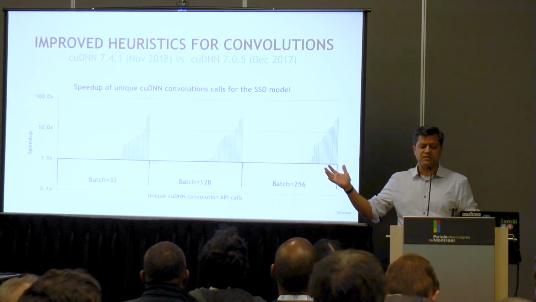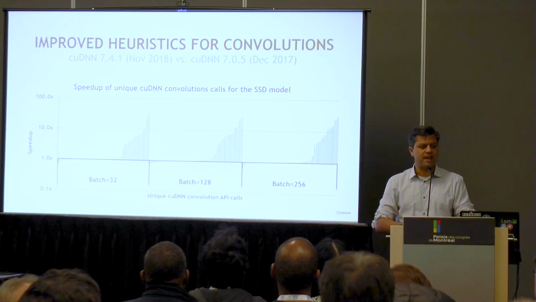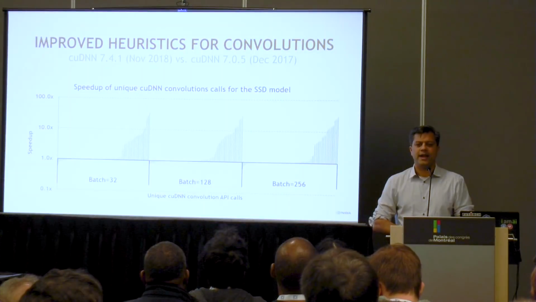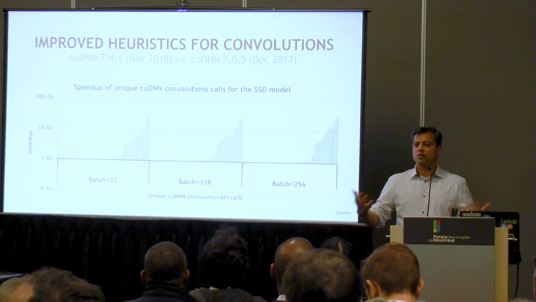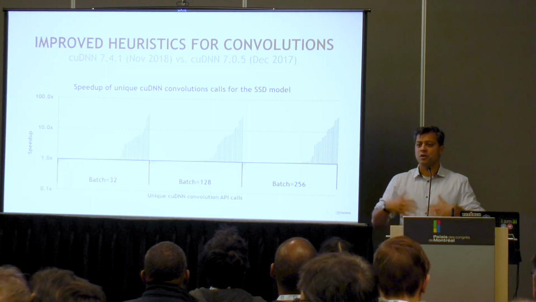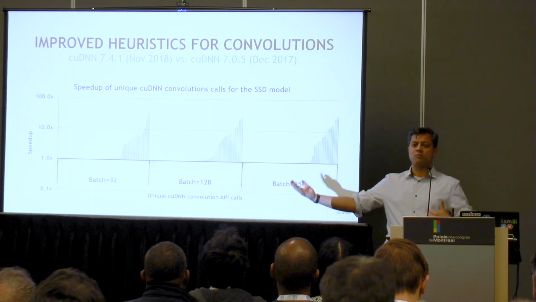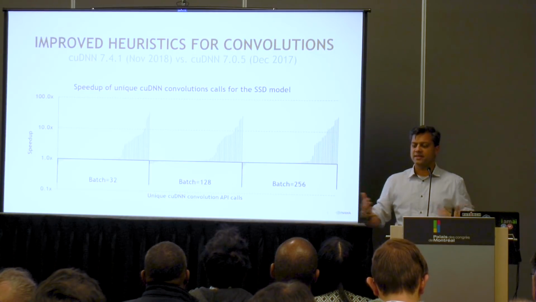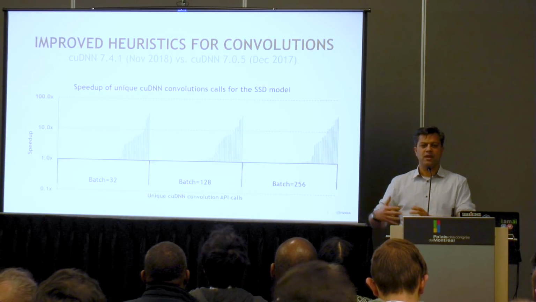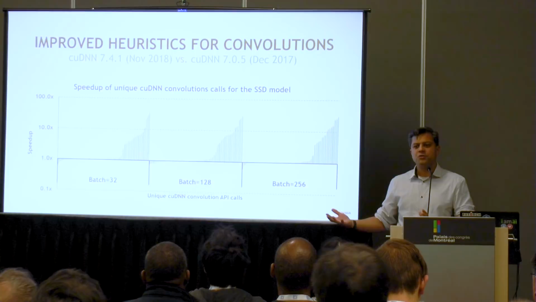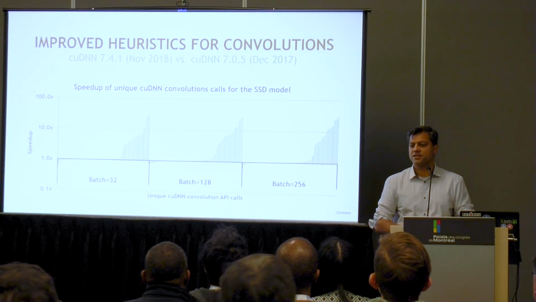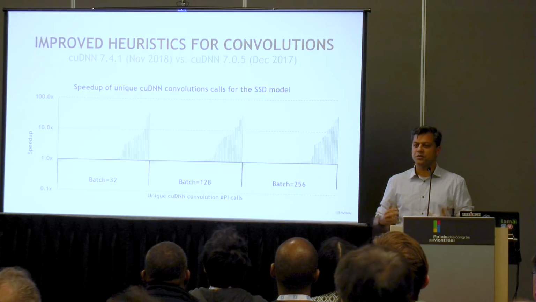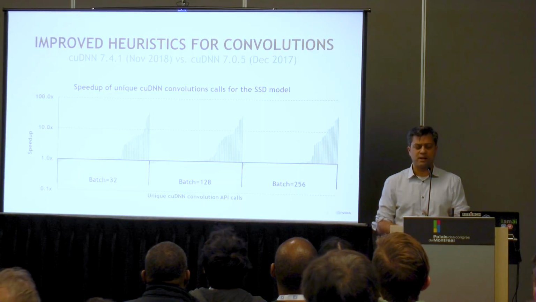And one of the things we've seen is as people start scaling out their research and trying to run training on larger and larger data sets, larger and larger models, but also more and more machines, people are running not just with typically large batch sizes on each GPU, but with smaller and smaller batch sizes per GPU as well. And so we wanted to make sure we improve performance across the range of these things.